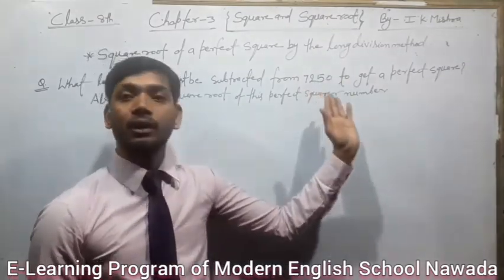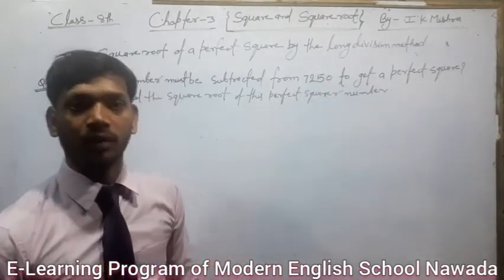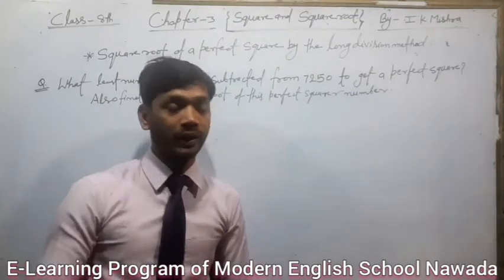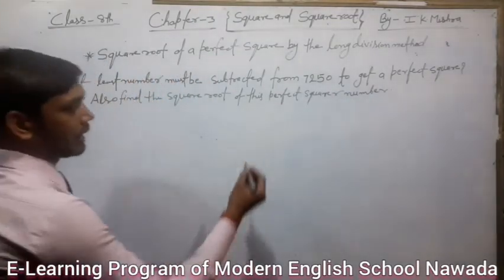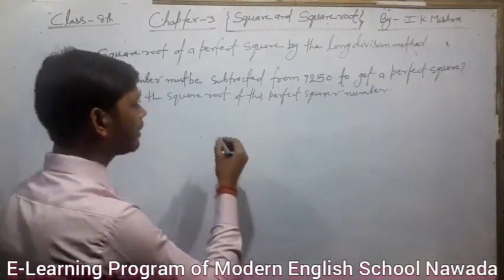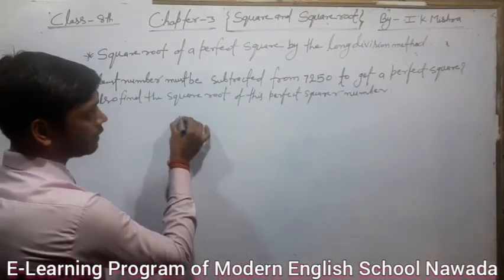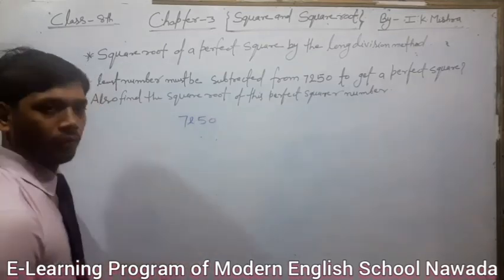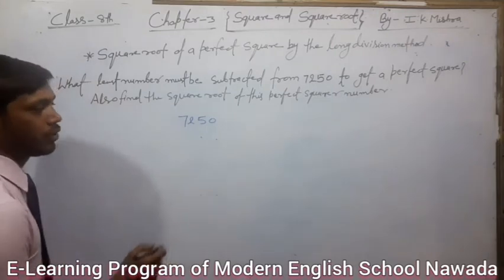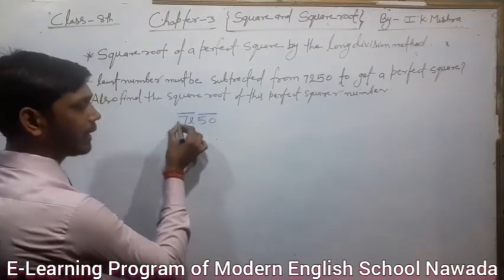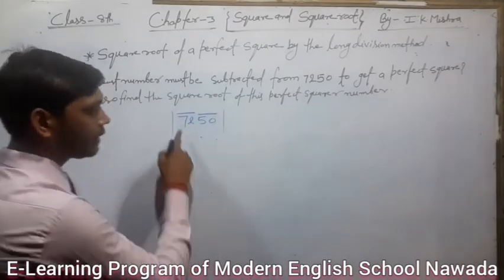To find this answer, first of all we have to find the square root by the long division method. Here do the process as you studied. First of all, write this number and try to find the square root of 7250. To find the square root, first of all do pairing of digits. Here 2 pairs are made, and divide it.